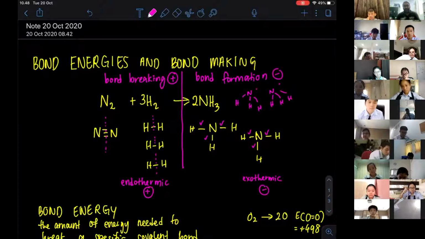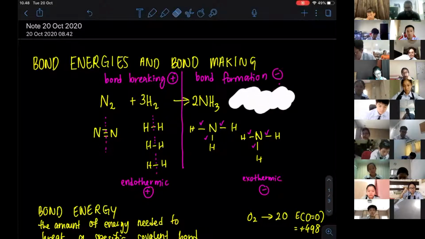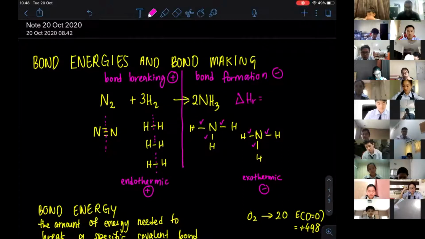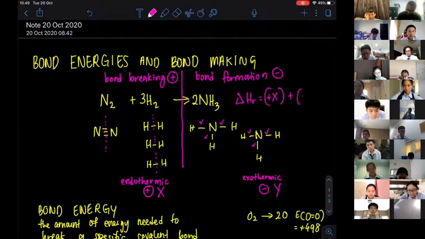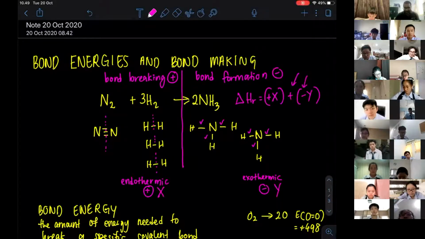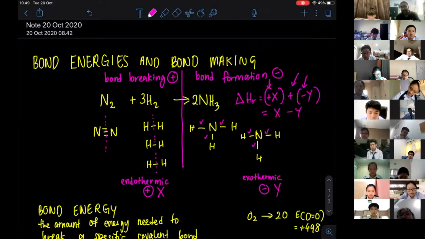As simple as that. So in total, if I write down the enthalpy change of this reaction, let's say the bond breaking value is X and the bond formation value is Y. The enthalpy change of reaction will be positive X plus negative Y. That is the way to find the enthalpy change of reaction. Because in order to get the total energy, I need to add the energy for bond breaking and bond formation, but remember the formation is always negative and the bond breaking is always positive. You put them together, so basically it will look like X minus Y, positive and negative.